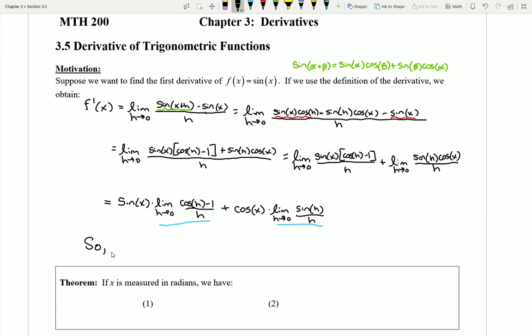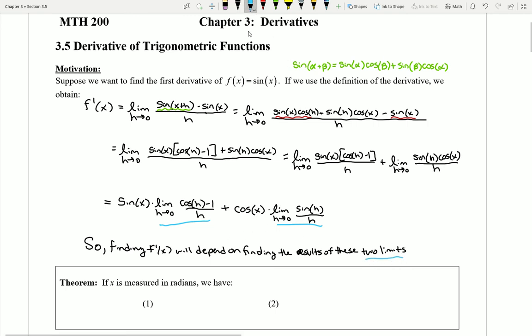So I'll summarize that here. I'll say that finding f prime of x will depend on finding the results of these two limits. And by these two limits, I mean those two blue ones. So what we're going to have to spend some time doing in the next video is figuring out what exactly the answers to these limits are, and they're not necessarily easy ones to see or spot immediately. So we're going to have to take some clever approaches to figure out what their final values would actually be.